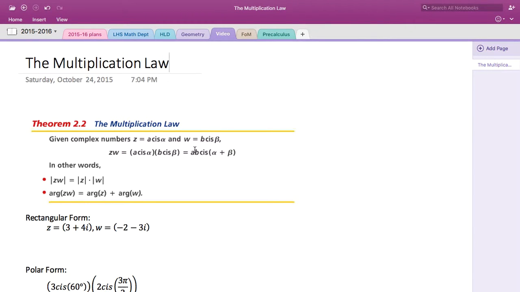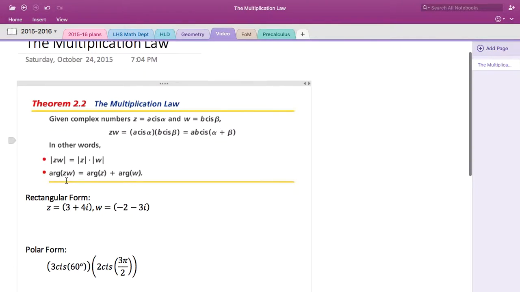This video is to go over the multiplication law of complex numbers. It says, given complex numbers z equals a CIS alpha and w equals b CIS beta, then zw equals ab CIS (alpha plus beta). In other words, multiply the magnitudes and add the arguments.